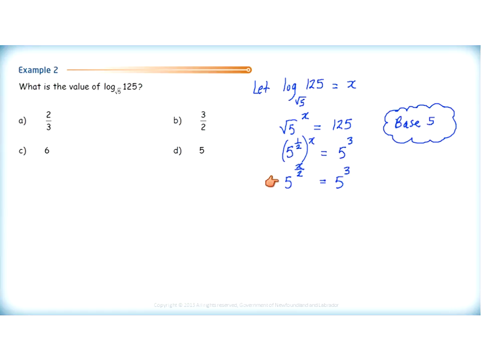When two powers are equal, if they have the same base, then the exponents must be equal. So now we could conclude that x over 2 is equal to 3. Cross multiplying, we get the value of x is equal to 6. Therefore, we know that the log of 125 to base root 5 is equal to 6. And this answer corresponds with C as your multiple choice item.